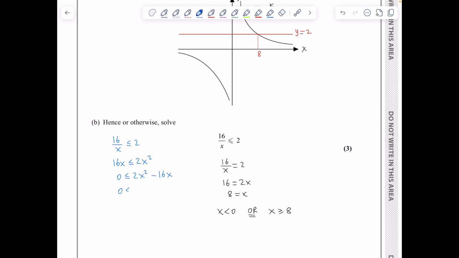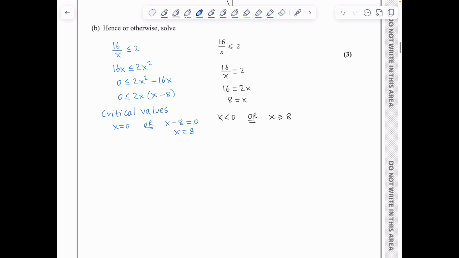I will factor out the 2x, so it's 2x brackets x minus 8, and therefore I can extract the two critical values for this inequality here. It's either x is 0 or x minus 8 being 0, so x is 8, and I can therefore proceed in illustrating this on a parabola. As shown here, we've got 0, we've got 8, we go plus, minus, plus. We want 2x times x minus 8 to be greater than or equal to 0.